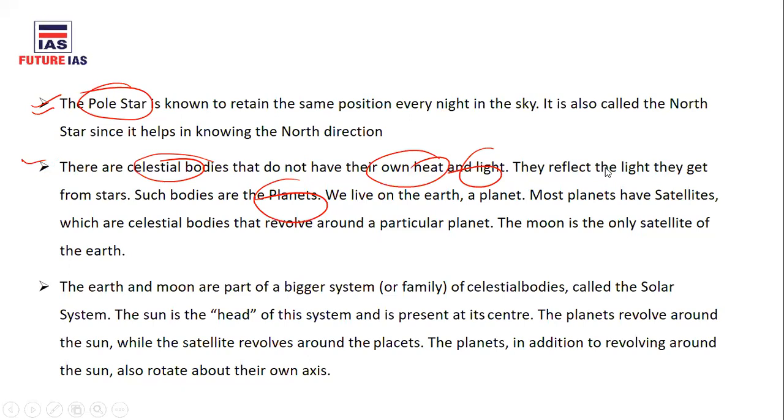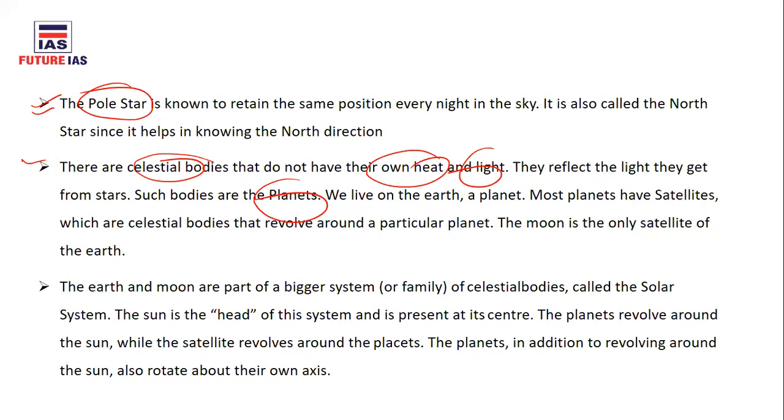So such satellites also may have such type of pattern. So you must understand, those bodies which do not have their own heat or their own light, but basically reflect the light which originates from the star, because a star has its own light and heat. Such bodies which just reflect the light and the heat are called planets. They are simply called planets.